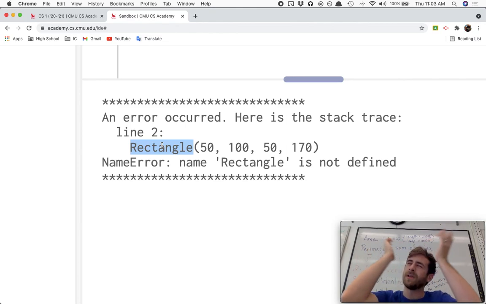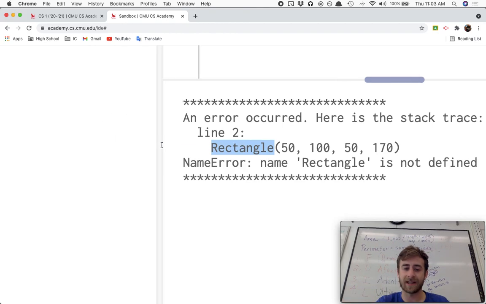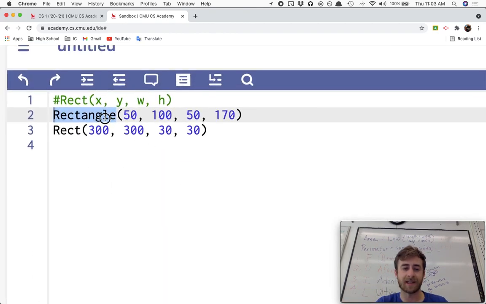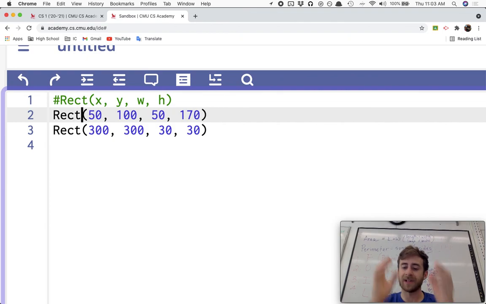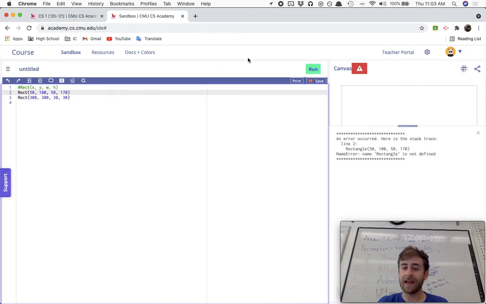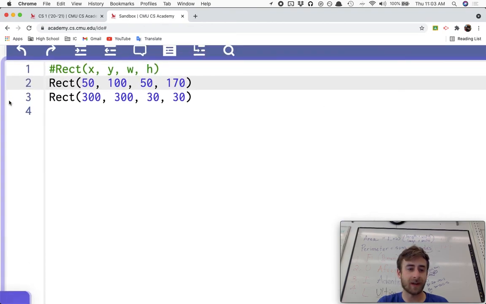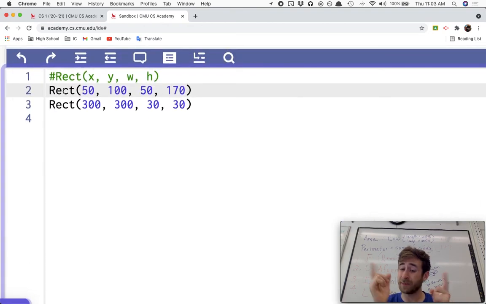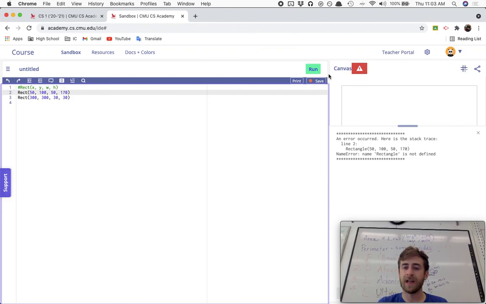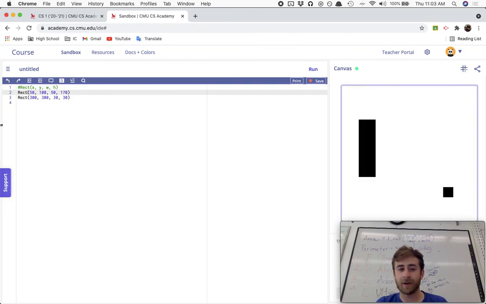And you have to be like, oh, duh, right. The computer doesn't know that when I say rectangle, I want to make a rectangle. I have to fix this to make it say rect, because that's the command that it understands for making rectangles. If I run it again now, notice it was on line 2. That was the exact error. It did a pretty good job of telling us where it was. If I run it now, it's back to being okay.